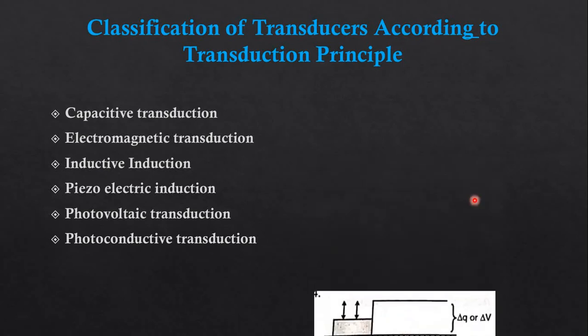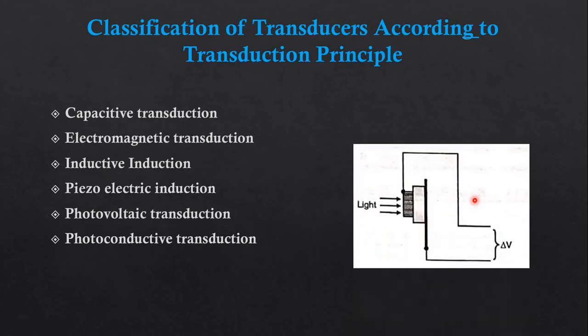Now photovoltaic transduction. In photovoltaic transduction, the measurand is converted to a voltage generated when the junction between dissimilar materials is illuminated, as shown in the figure. So as we can see, whenever light falls on this point, a voltage difference between these two dissimilar materials is going to be observed. So our output voltage, that is the change in voltage, is going to be observed.